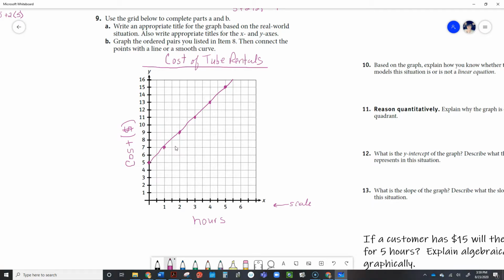This is what we call continuous data. It's something that we measure. We don't just count the number of hours. We measure how much time we had. And since we can have pieces of hours, we connect the dots.